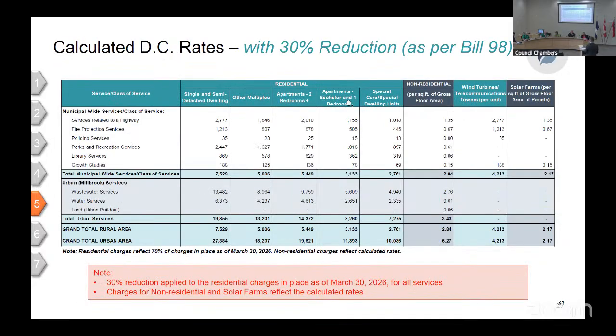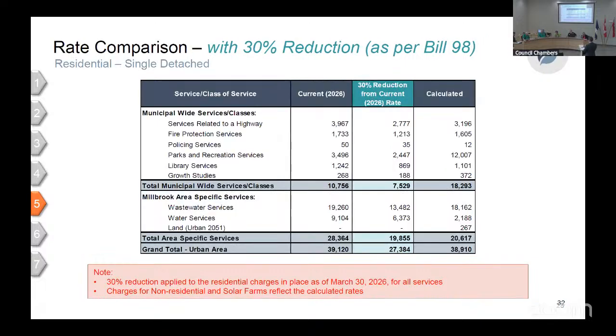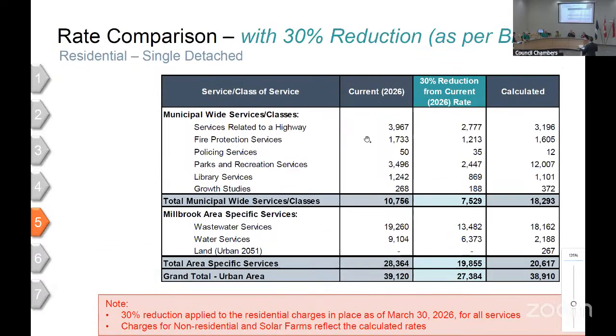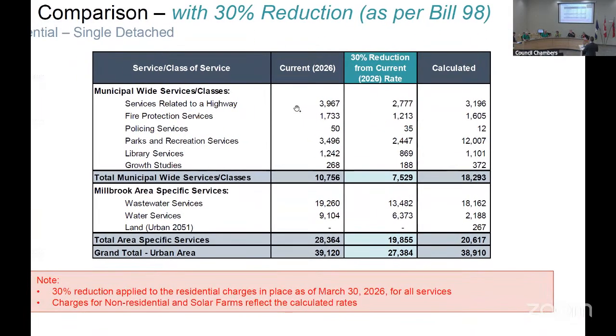Now, one of the things we did just in preparation, things are moving really fast with the province, as you're aware. We wanted to, just in case you were looking at some reductions, see what the numbers would look like. If we go to the next slide, just provide a comparison so you could see if you were to take your current rates and reduce them by 30%, instead of charging 39,120, you'd be charging 27,384. Whereas the calculated rate is 38,910 for single detached.